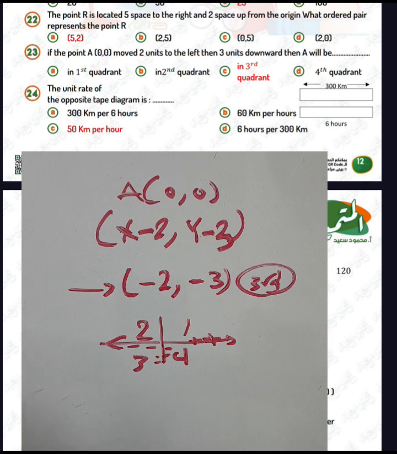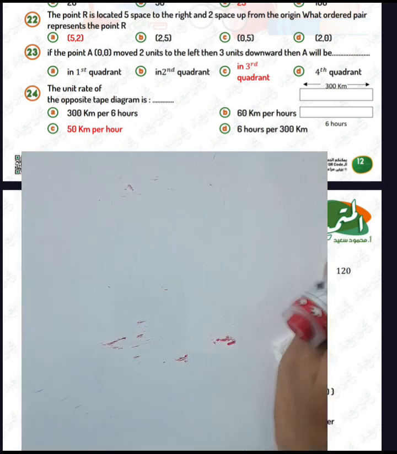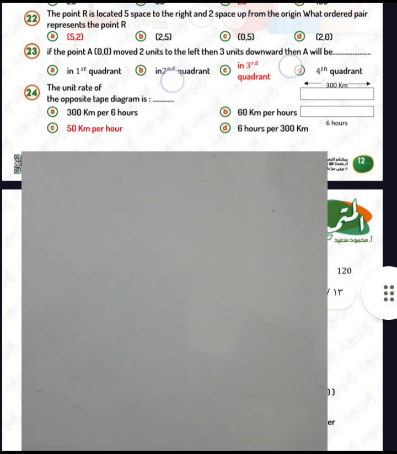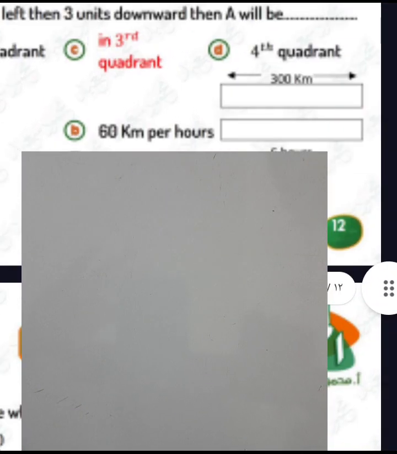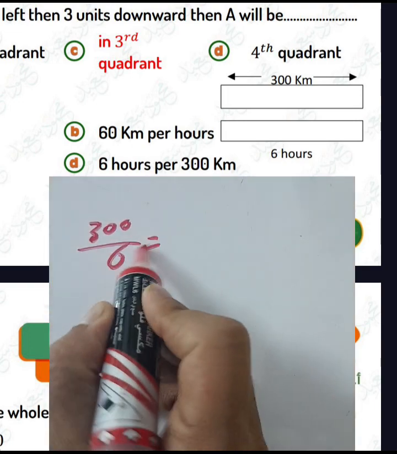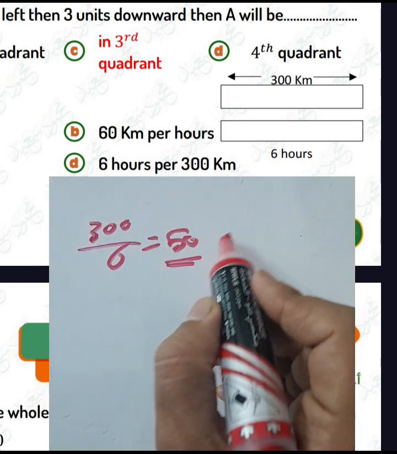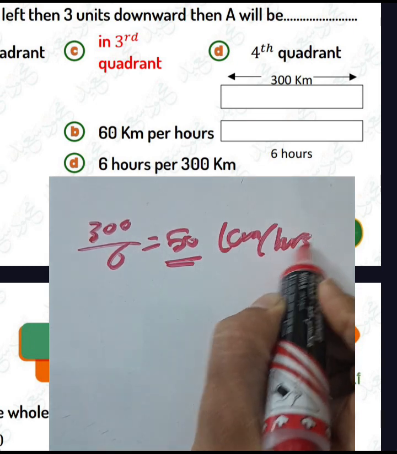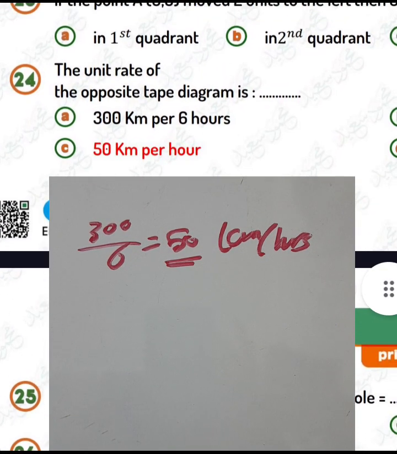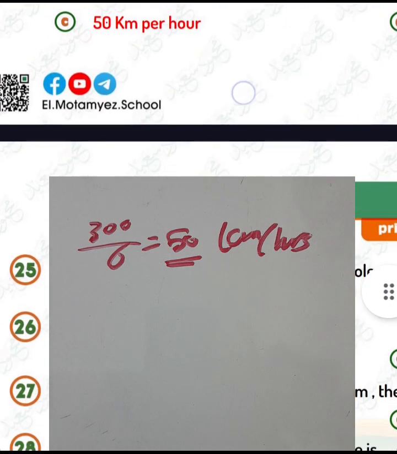Question 24 is the unit rate of the opposite diagram. We can divide 300 by 6. 300 divided by 6 equal 50. Then the result will be 50 kilometer per hour. Okay. Next question.